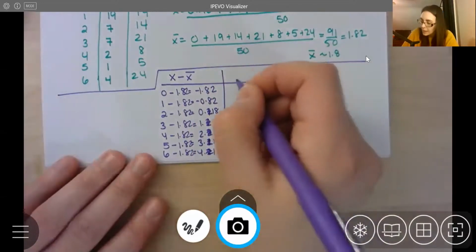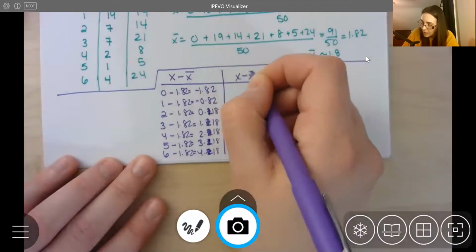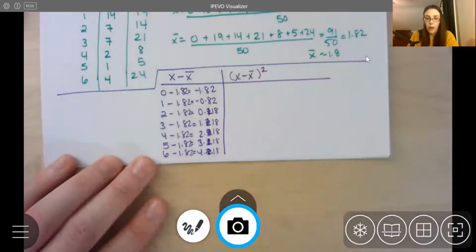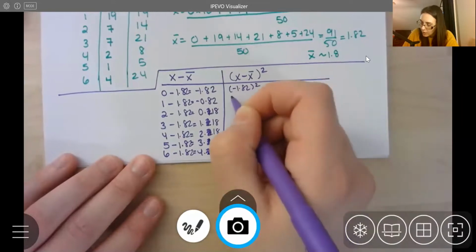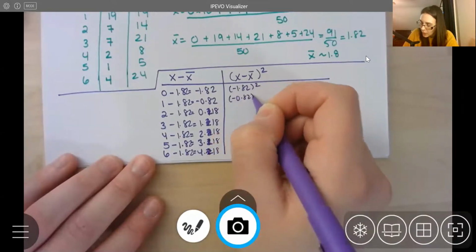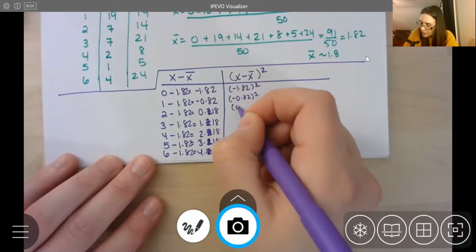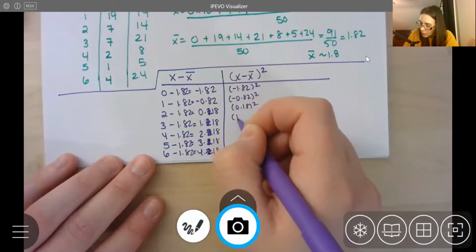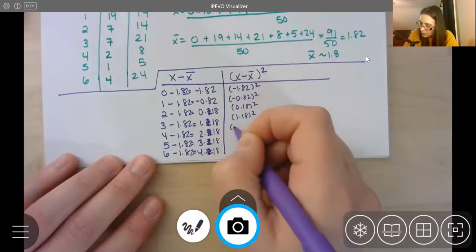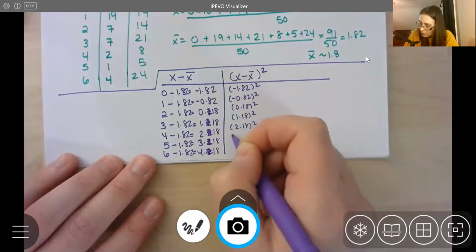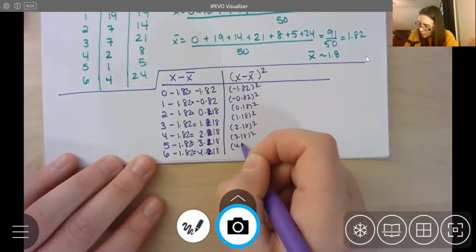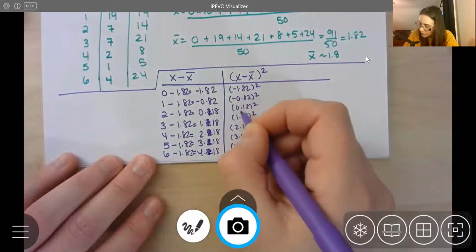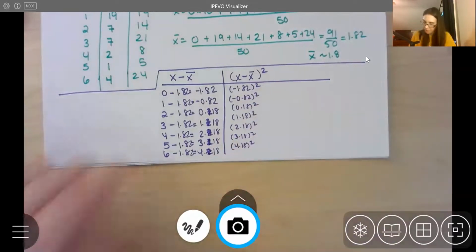Now what we do next is we always square next. So I'm going to take those values and I'm going to square them. So I'm going to take that negative 1.82 and square it, that negative 0.82 and square it, the 0.18 and square it, 1.18 and square it, 2.18 and square it, 3.18 and square it, and 4.18 and square it. 1, 2, 3, 4, 5. All right, so I have them all.